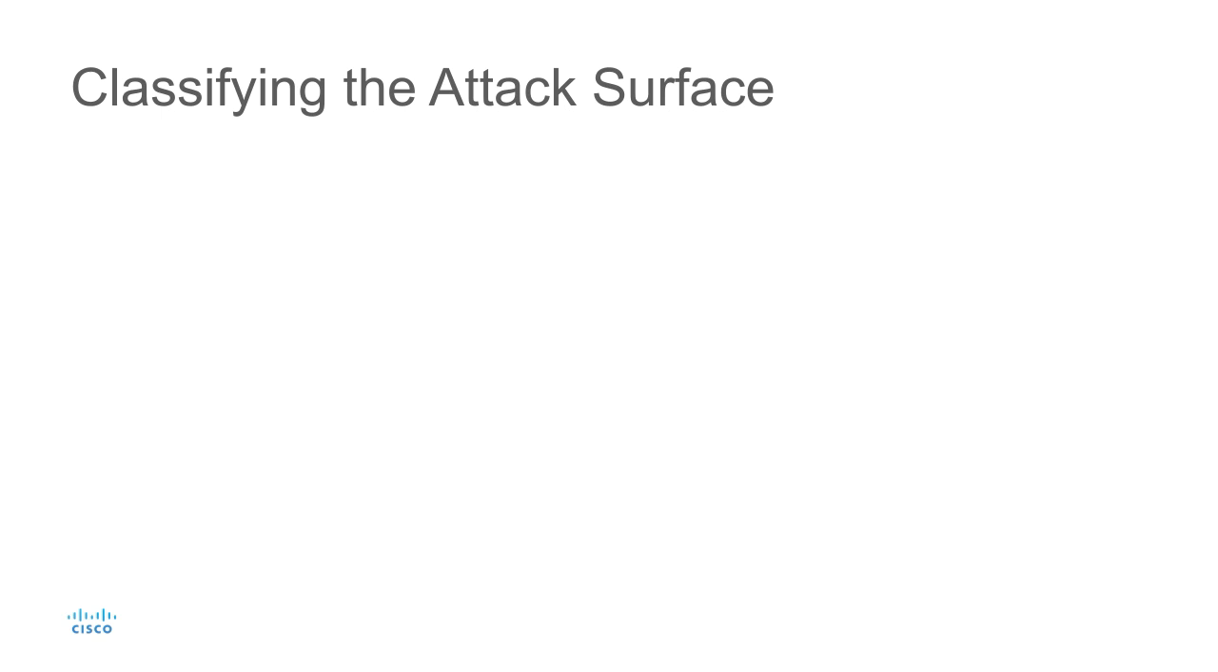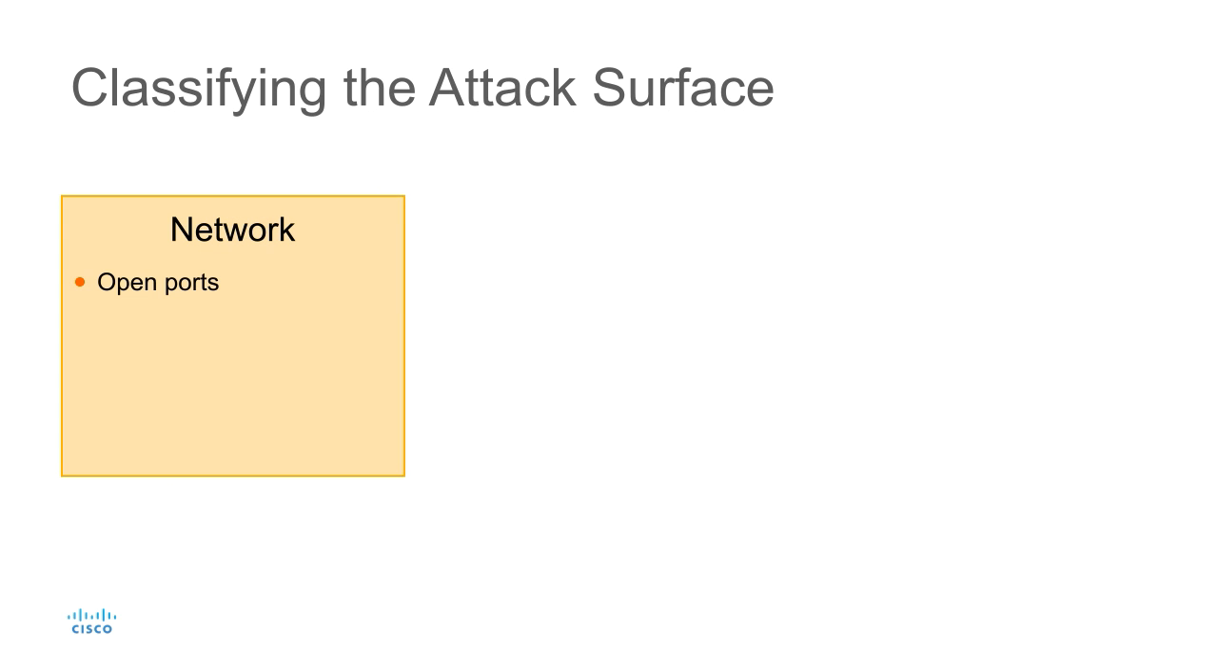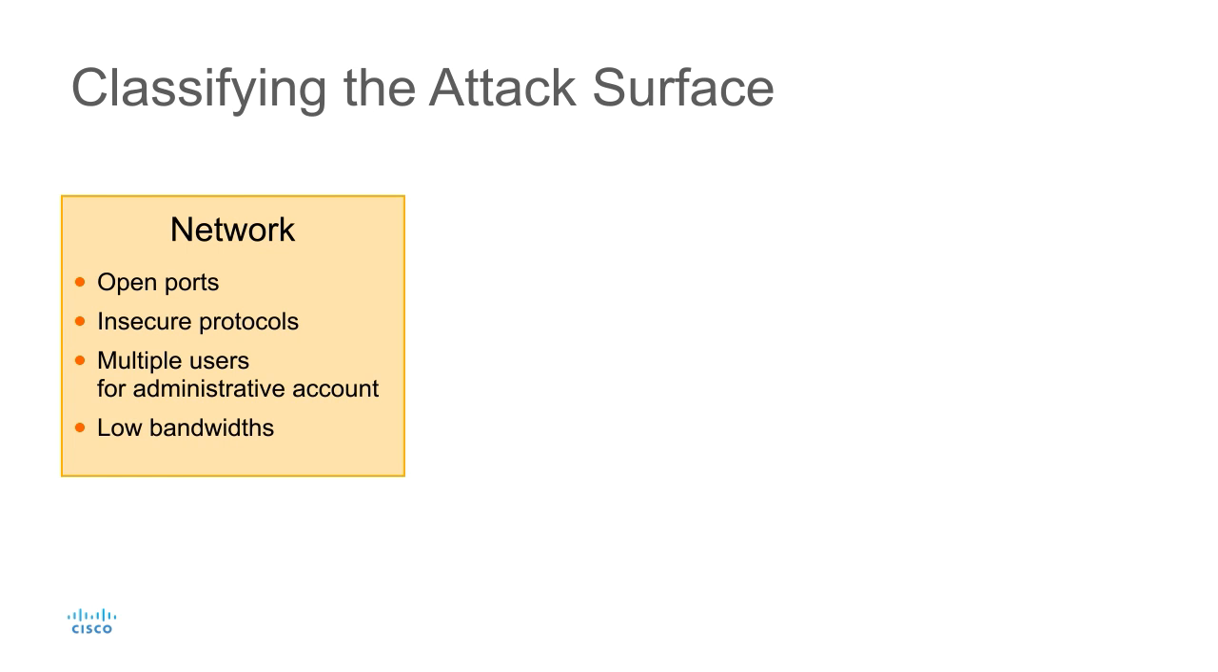Now the first area that we have is the network. The network area could involve ports that are open but shouldn't be, the use of insecure protocols, things like Telnet and FTP where we have clear text passwords being passed. It could be users that have access to administrative accounts. It could be bandwidth issues that could be exploited and cause problems for us. These are all areas where the attack surface would involve the network.